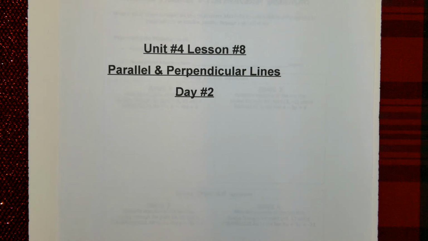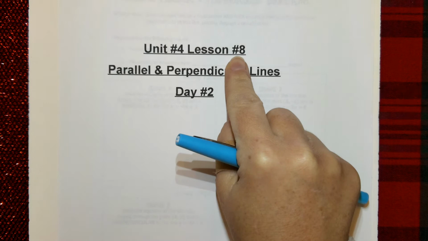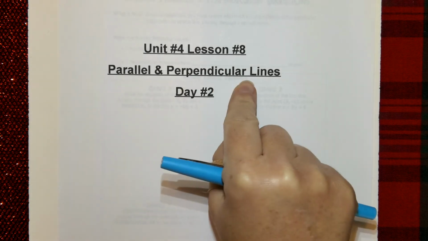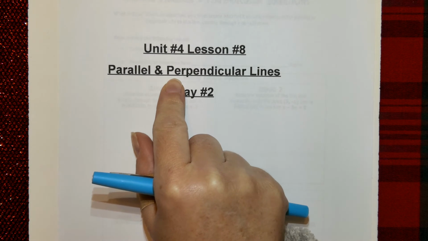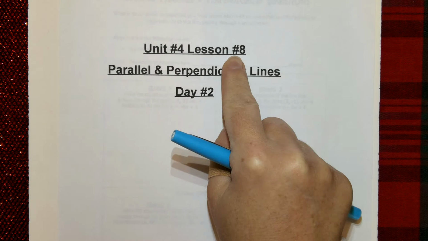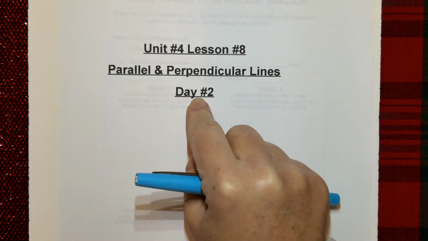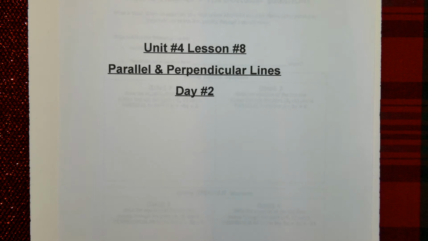We are still in Unit 4. Technically, it's kind of tricky. This is lesson 8, but it's actually day 2 of parallel and perpendicular lines. So we're in the same concept as the previous video, which was lesson 7, and I called it day 1. We're on to lesson 8, but it's really day 2, so don't be too confused by that. Basically, you can just pick up wherever you left off in your notebook, and let's keep going with parallel and perpendicular lines.